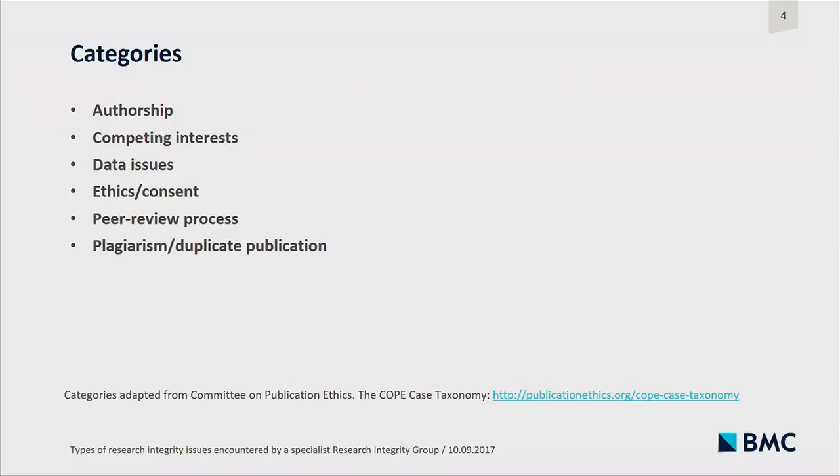Peer review process, any concerns about the peer review process, and maybe any concerns about potentially unverifiable reviewers or attempted manipulation of the peer review process. And then plagiarism and duplicate publication also includes duplicate submission, text recycling, and use of images without appropriate permission.